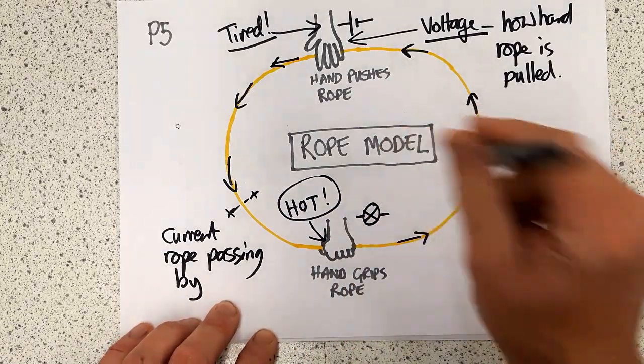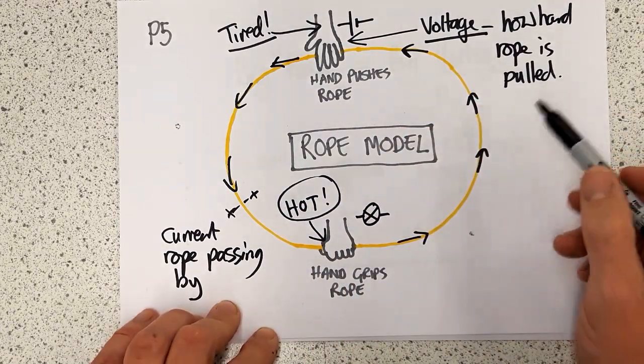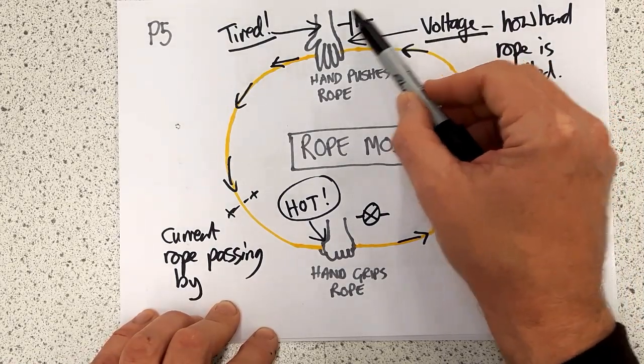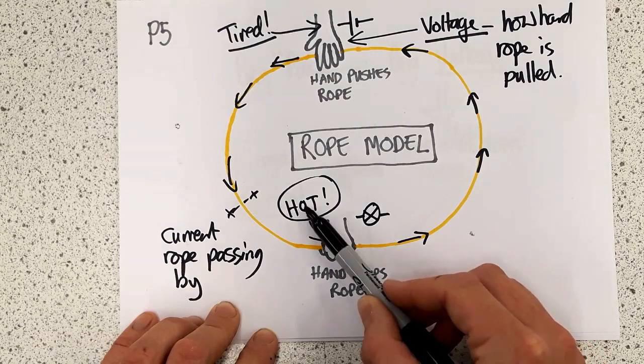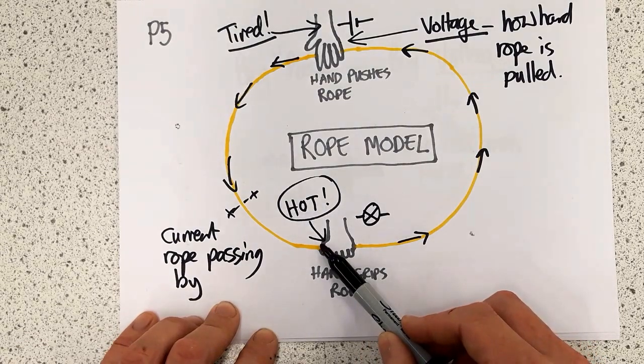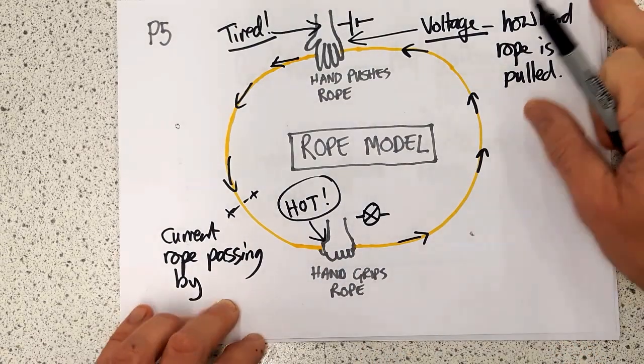Okay, so we'll come back to that model a lot, but try and visualize that idea of something providing energy for the circuit and something then that transfers the energy into another form. For example, it's transferring that into heat energy.